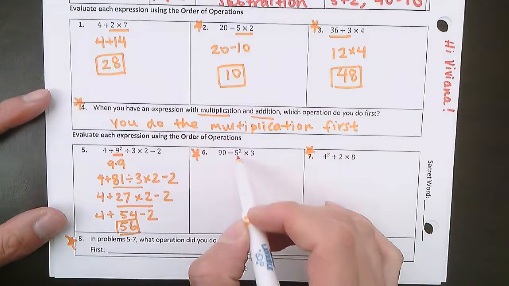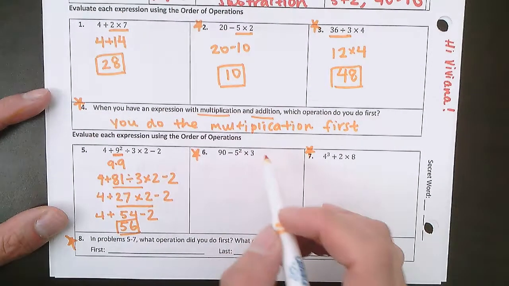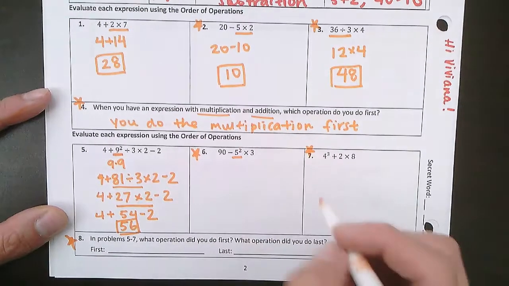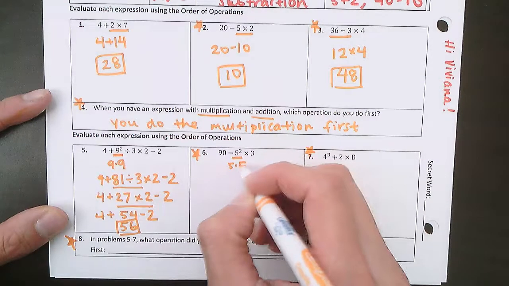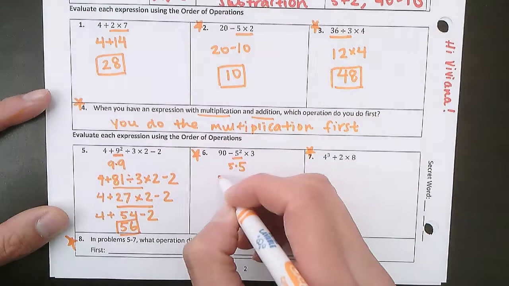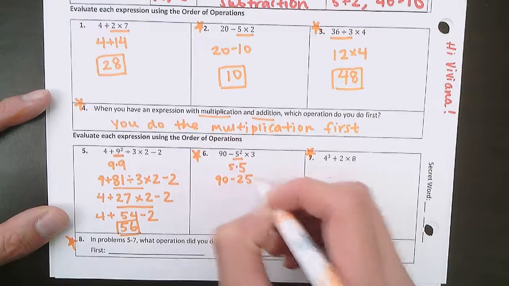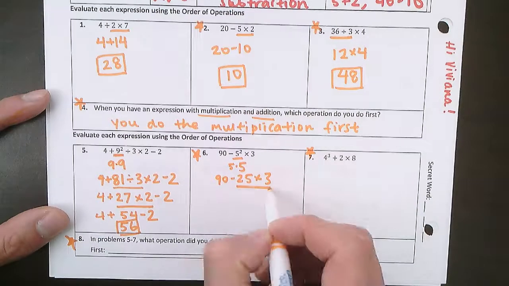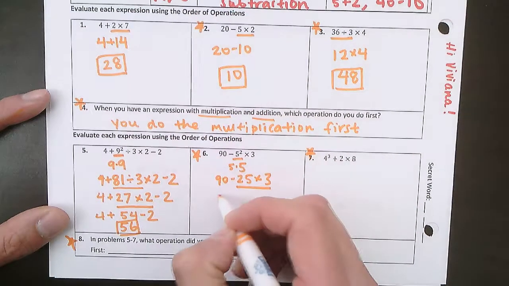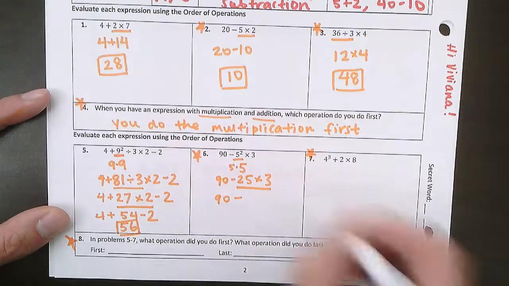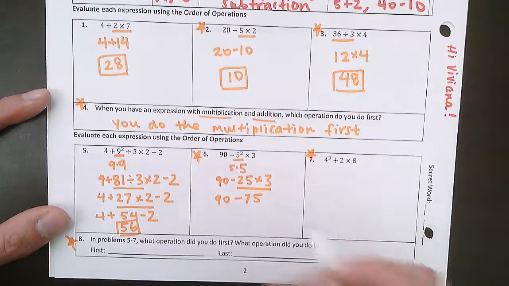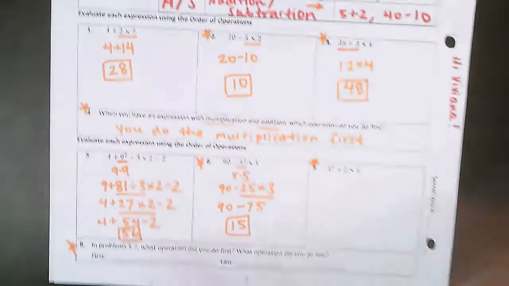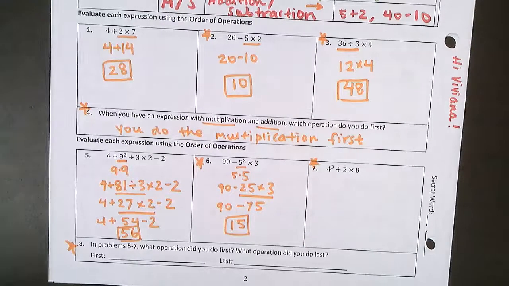90 minus 5 to the second power times 3. Are there any exponents? Because we're going to do that first. Here's the exponent. 5 squared is the same thing as 5 times 5. So that's going to be 25. So I'll have 90 minus 25 times 3. I have subtraction here and multiplication here. I do the multiplication first. So 25 times 3 is 75. And then 90 minus 75 gives me 15. 2 gold stars for you if you got that one right on your own.